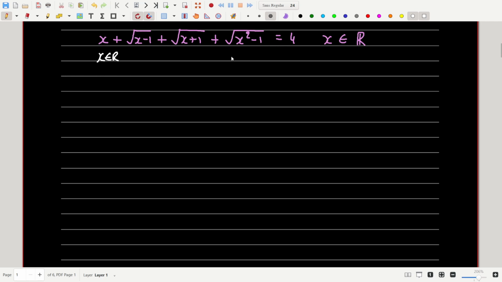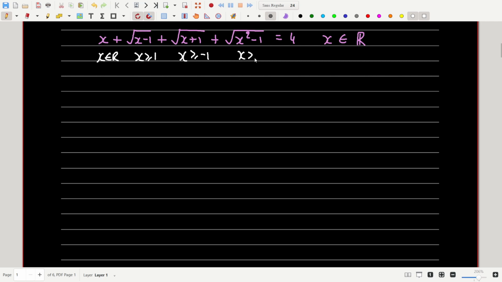Now because the right hand side is 4, x minus 1 cannot be less than 1, which means the minimum value of x is 1, which means x is greater than or equal to 1. Similarly here, x has to be greater than or equal to minus 1. And here again, x cannot be less than 1.